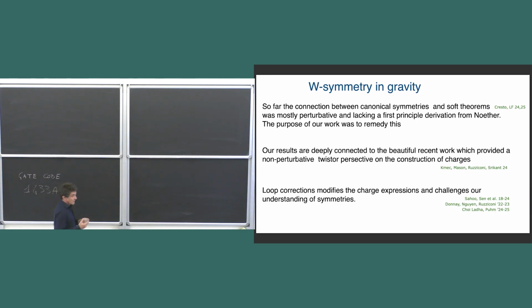It was also not clear what this symmetry is about. What is it acting on in terms of the gravitational phase space? And what is its action? Because as we're going to see, it's a non-local symmetry in the gravitational phase space. So it's not a usual type of geometrical symmetry that preserves locality.